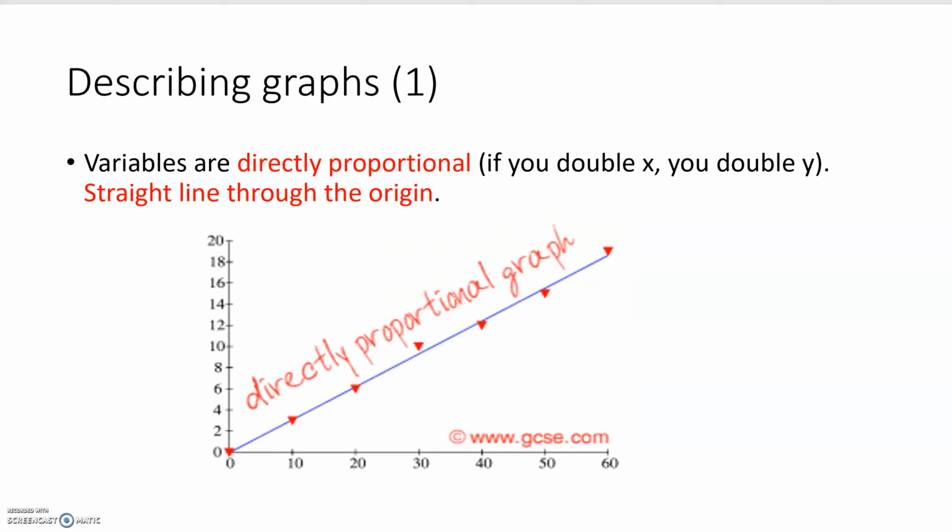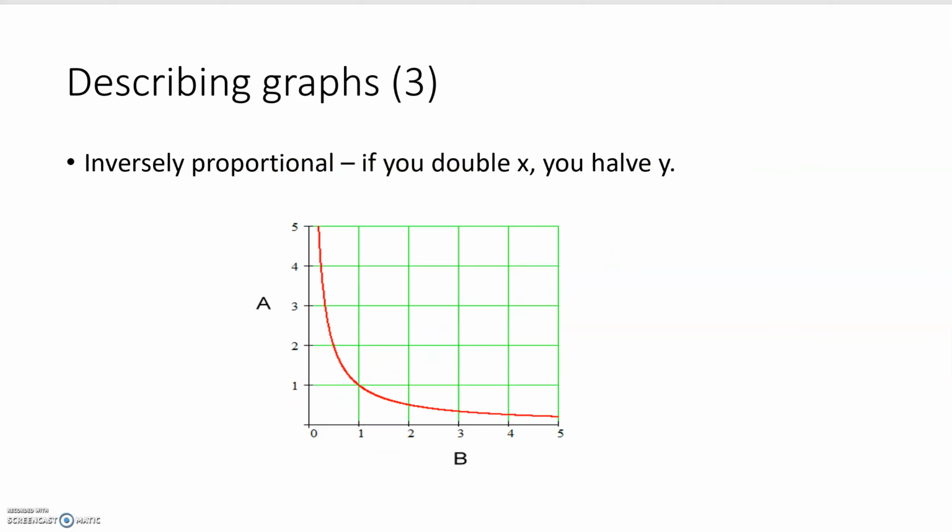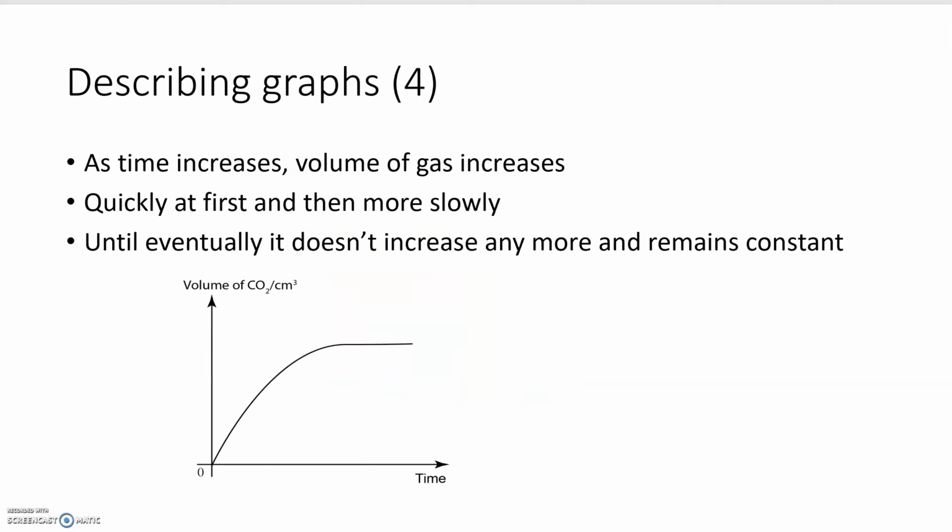Now, the final bit we want to talk about is how you describe graphs. Variables are directly proportional if they're going up at the same rate. So if x doubles and y also doubles, that means it's directly proportional, and you tend to get a straight line through the origin. If you've got an inversely proportional graph, then if your x doubles, your y will halve, so they don't tend to go up at the same rate.